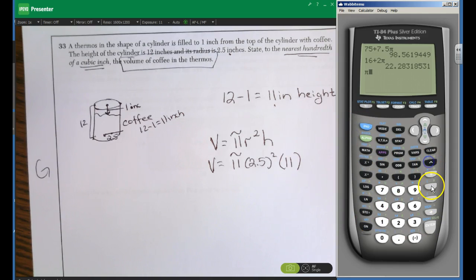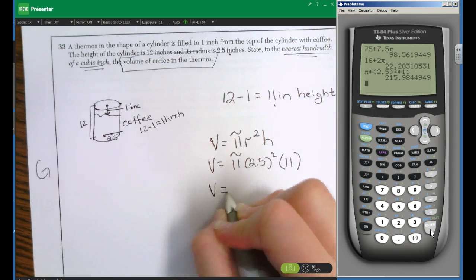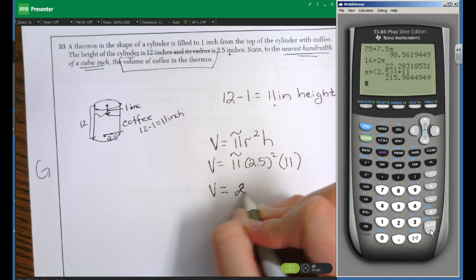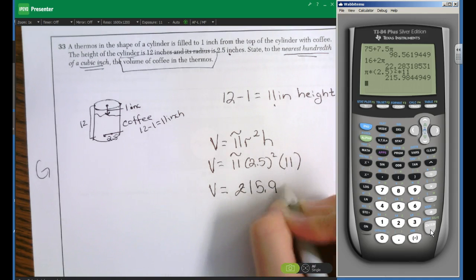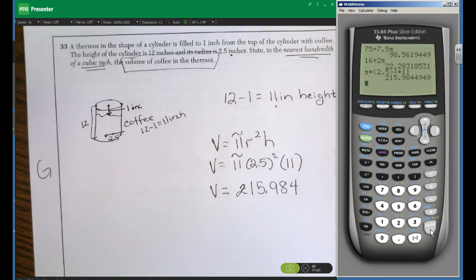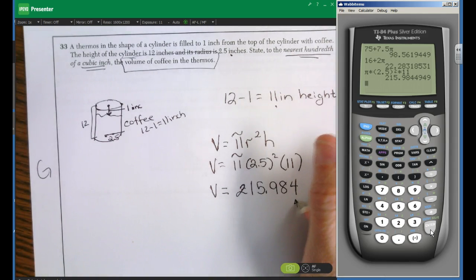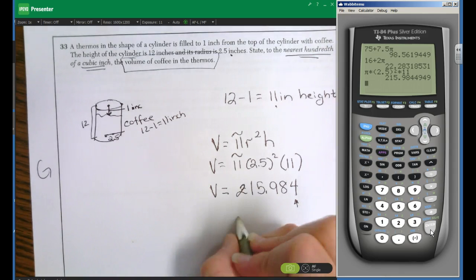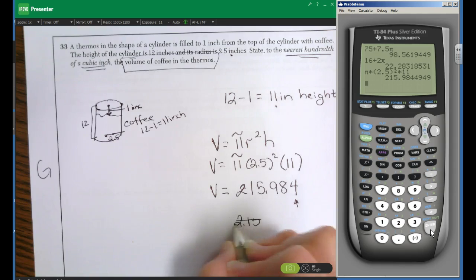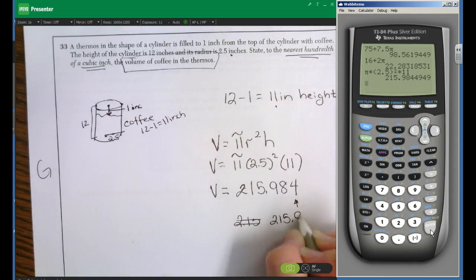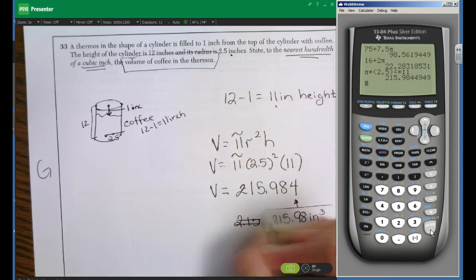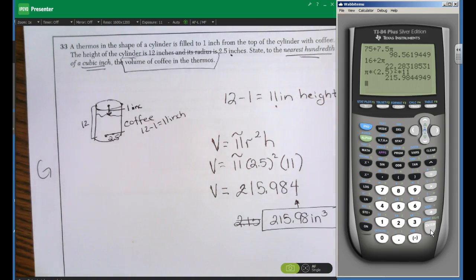Pi times 2.5 squared in parentheses times 11. I get my volume equals 215.984, and it wants it to the nearest hundredth of a cubic inch. So I'm going to look at the thousandths. This is less than 5. Oh, why do I keep putting that decimal there? And then we can put inches cubed. And that is my answer for 33.